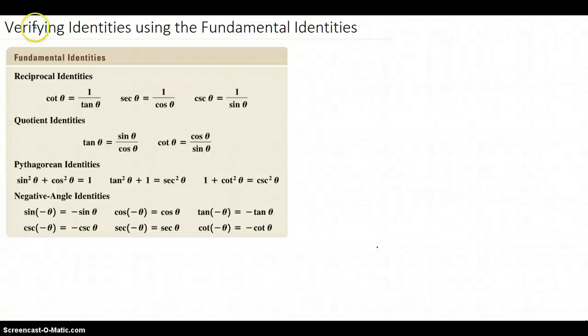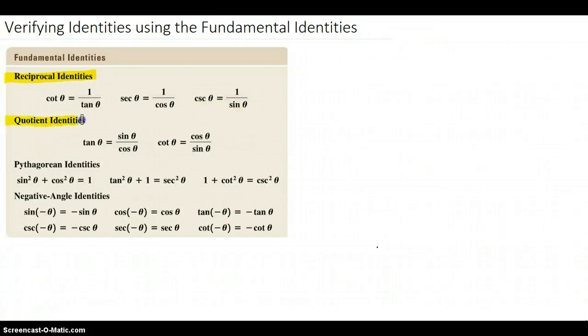Hello, in this video we're going to learn to verify identities using the fundamental identities. What are the fundamental identities? Well, I've listed them here. The first one we've done since chapter 1, the reciprocal identities. I won't show you how to get those because we've seen how to do those in chapter 1. Cotangent we know is 1 over tangent. Secant we know is 1 over cosine, and cosecant is 1 over sine.